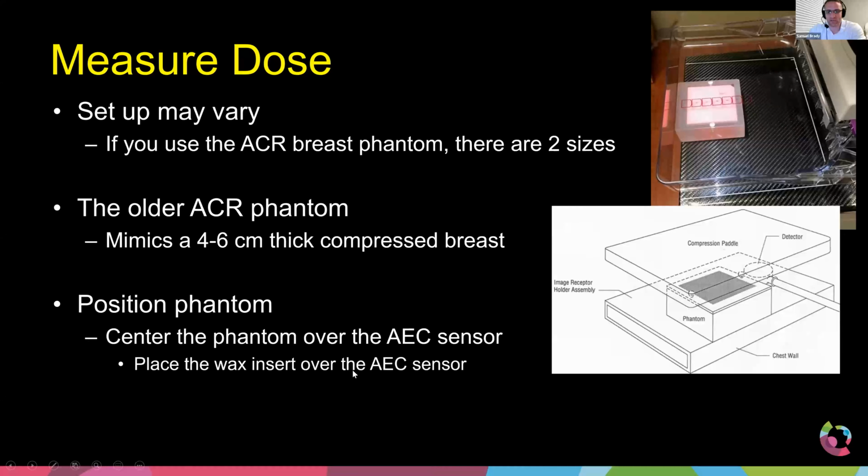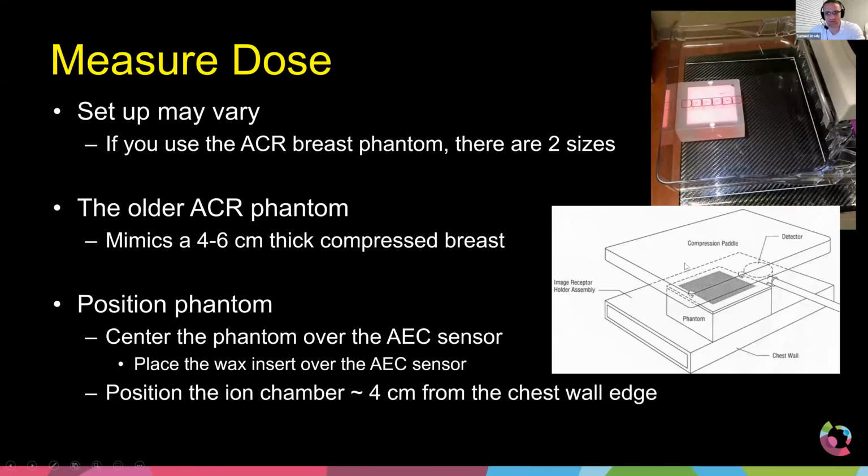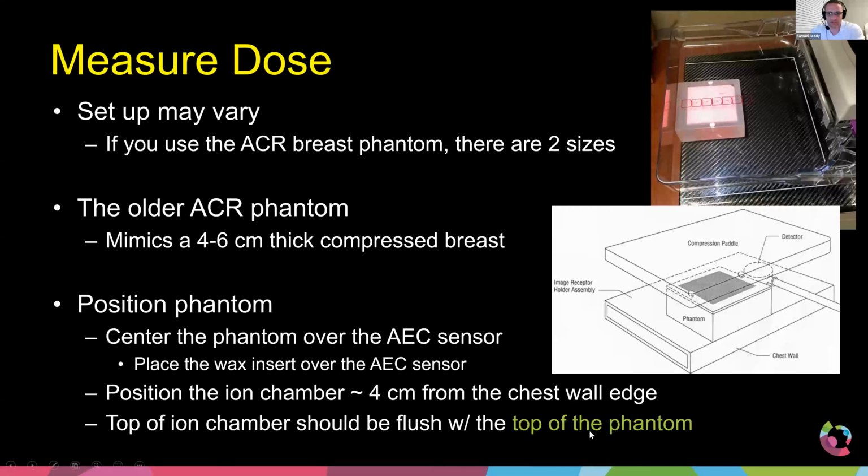The phantom itself, because it's over the AEC, will cause the system to use a certain amount of exposure commensurate with a 4 to 6 centimeter thick breast. And the ion chamber, of course, will then measure that dose with respect to however much mAs is being used to image this phantom. We place this chamber specifically about 4 centimeters from the chest wall, or this edge of the detector. And then, like I said, we keep it level with the top of the imaging phantom.